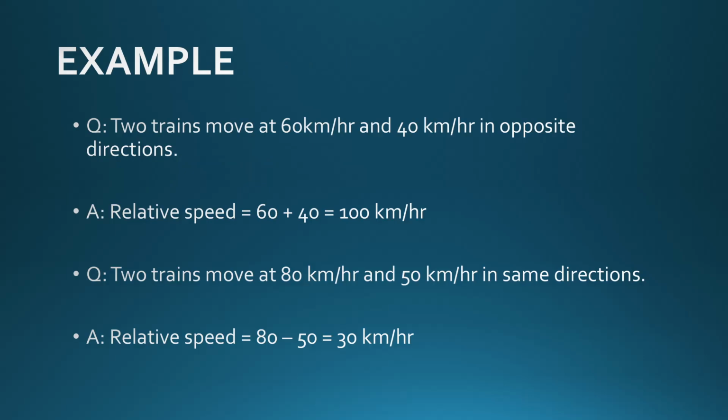Now let's look at a simple example. Two trains move at 60 km per hour and 40 km per hour in opposite directions. So the relative speed will be, since they are in opposite directions, we'll add. So 60 plus 40 equal to 100 km per hour. Another question, two trains move at 80 km per hour and 50 km per hour in same direction. So same direction, so for relative speed, we'll subtract the speed. So 80 minus 50 equal to 30 km per hour.